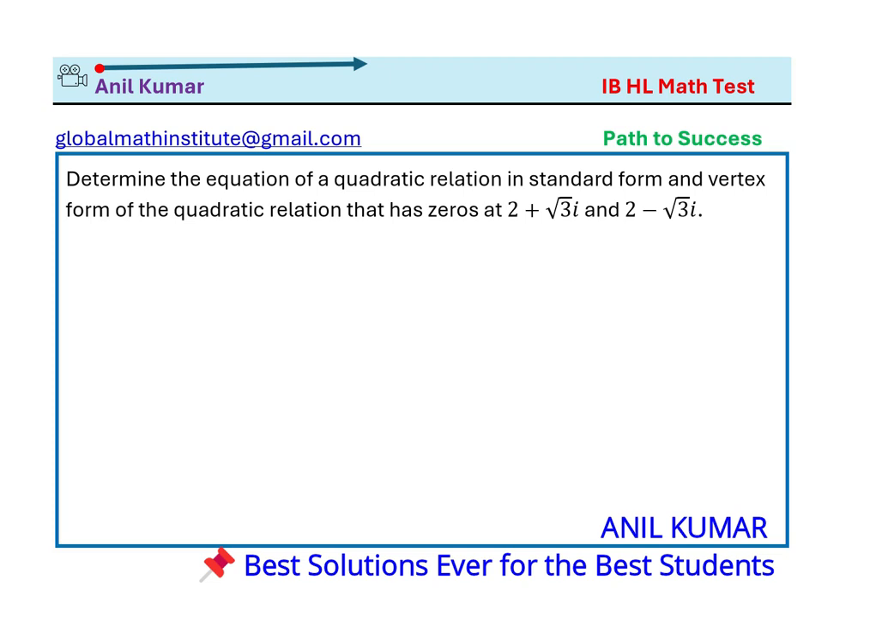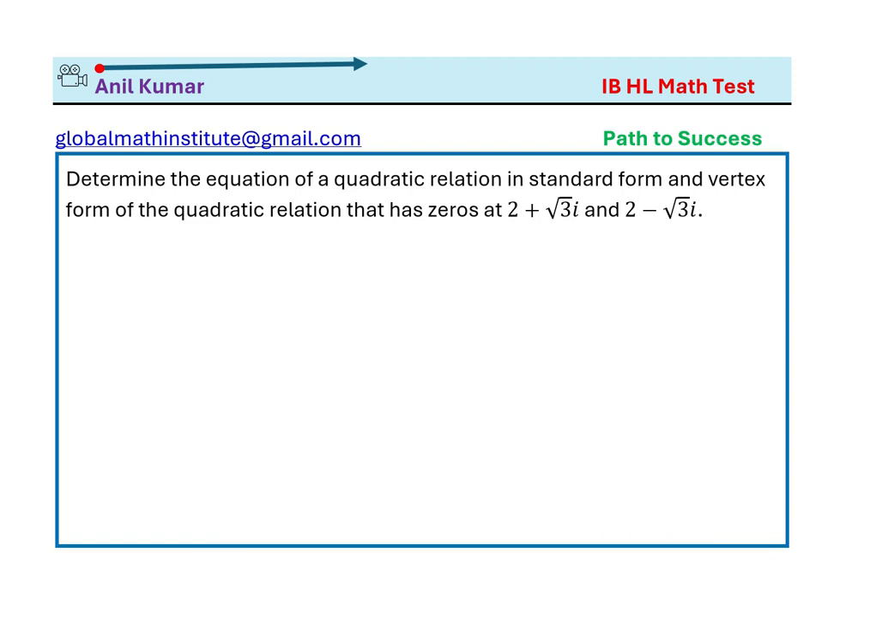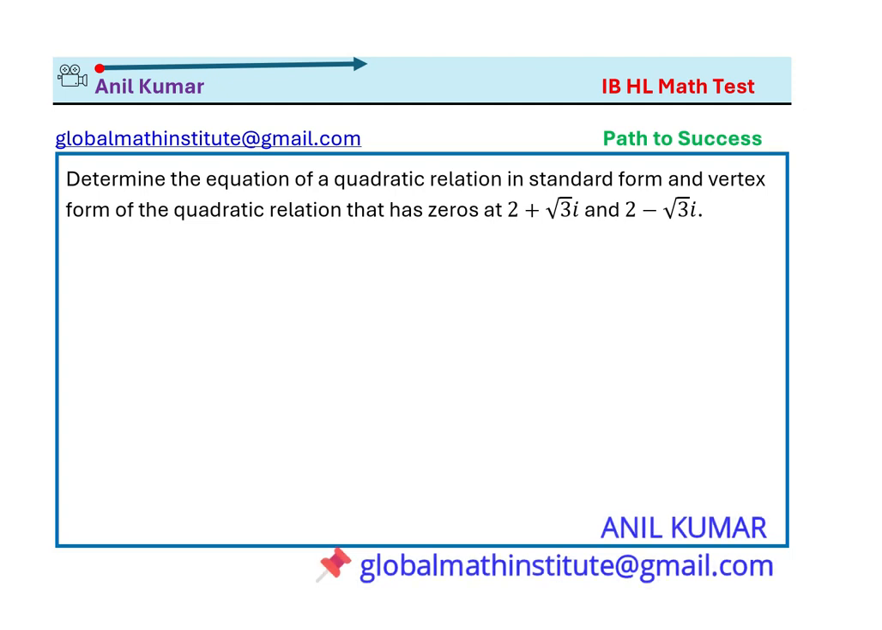The problem here is to determine the equation of the quadratic relation in standard form and vertex form of the quadratic relation that has zeros at 2 plus square root 3i and 2 minus square root 3i.